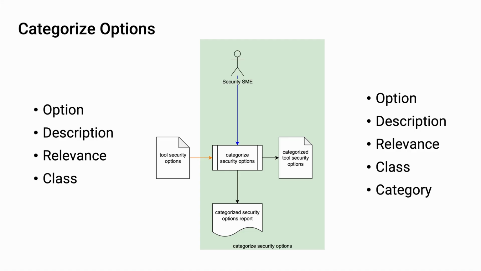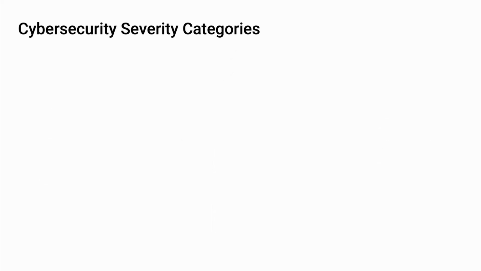The question now becomes, what's a category? Why do we have it? And what do we do with it? Given infinite time and resources, we could decide to use every cybersecurity option available. Now, of course, we don't have either infinite time or infinite resources, so we need to categorize the options and decide how best to prioritize them.